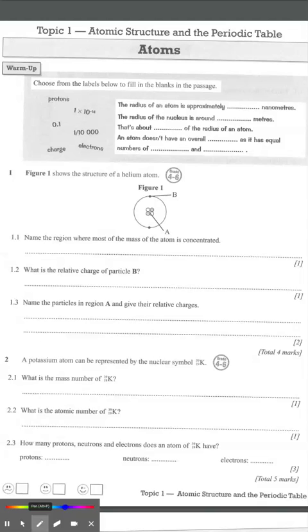Okay, so we'll make a start and look at atomic structure and periodic table. Question 1. It's looking at the structure of a helium atom. So obviously from the periodic table, we'd have the numbers 4, 2, and then symbol of helium.